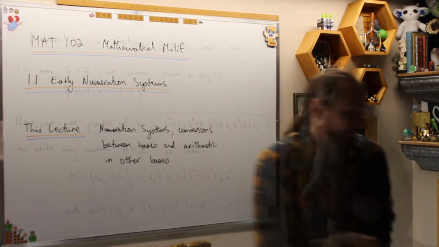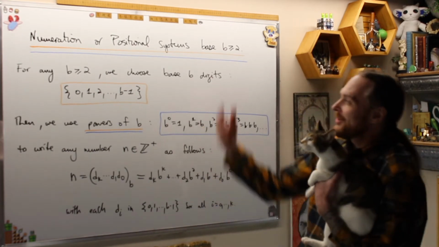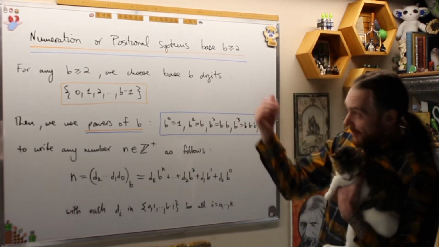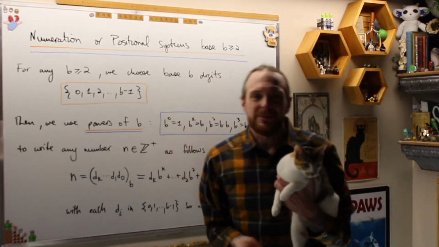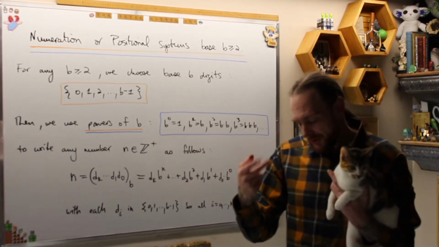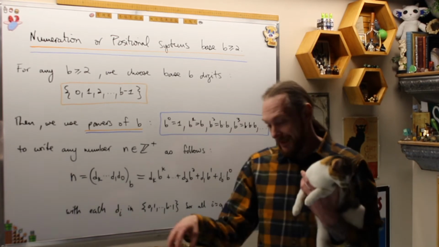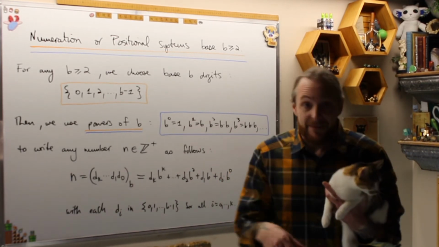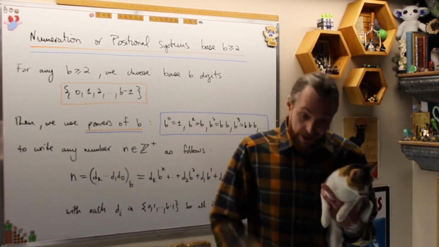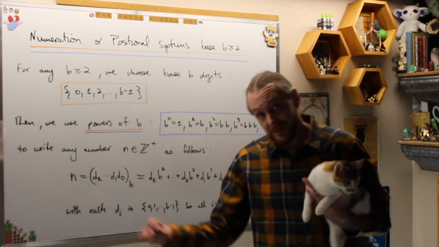Let's get to it. For numeration or positional systems base B, what we're essentially doing is picking a positive integer larger than or equal to 2. So you can pick 2, 3, 5, 7, it doesn't matter. We're going to stick to, usually in these videos and in my classes, base 7 and base 11, because they're both prime numbers and one is less than 10 and one is larger than 10.